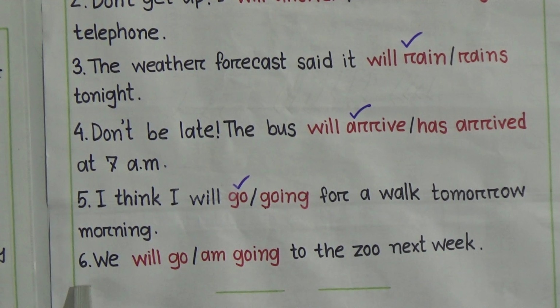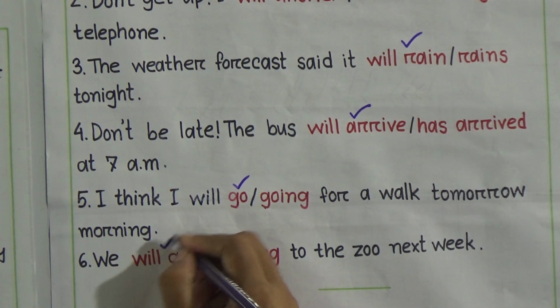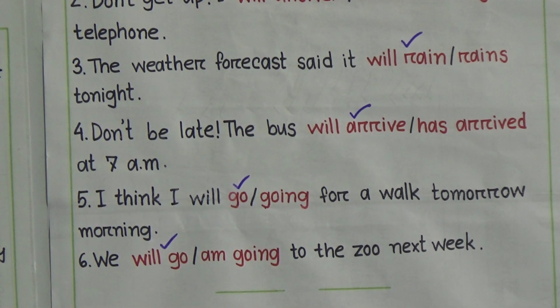Number 6, we will go or I'm going to the zoo next week. Students, can we say "we am going"? No, we can't say that because we know with we have to use are, so it's definitely incorrect. And we find the indicator or sign of future time, next week. So the tick mark will be here. We will go to the zoo next week.